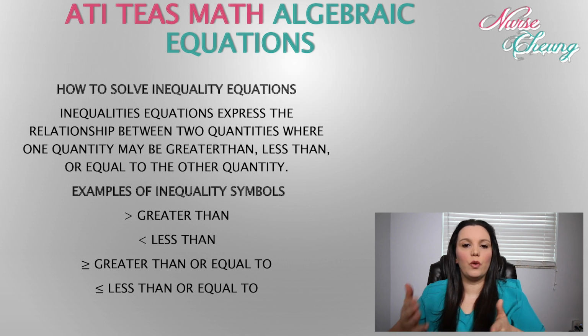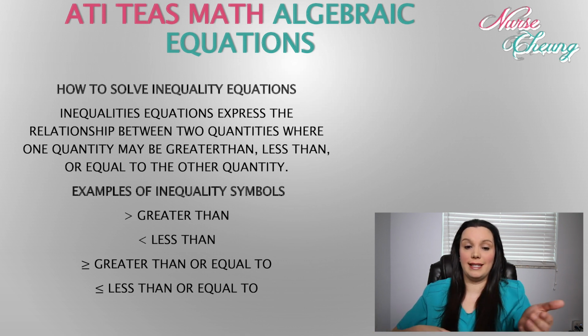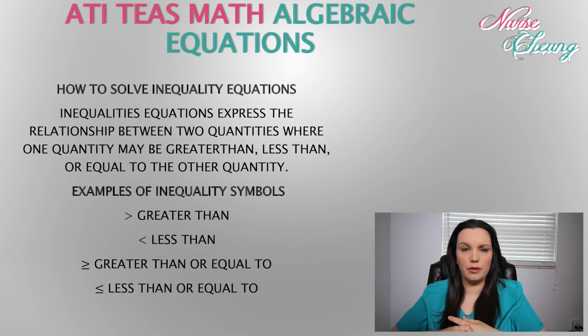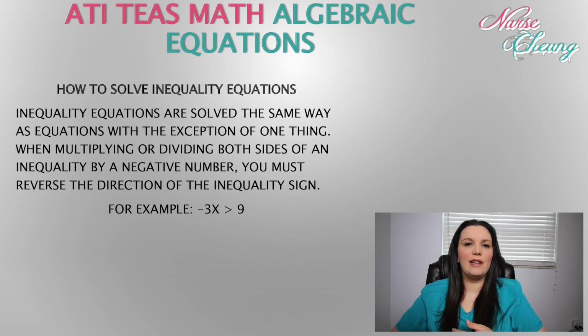Now, inequality equations express the relationship between two quantities where one quantity may be greater than, less than, or equal to another quantity. So what are examples of inequality symbols? Well, as you can see from the PowerPoint here, we have the greater than symbol, the less than symbol, the greater than or equal to symbol, and the less than or equal to symbol. So let's take a look at an equation and see if we can't figure this out. We have negative 3x is greater than 9.